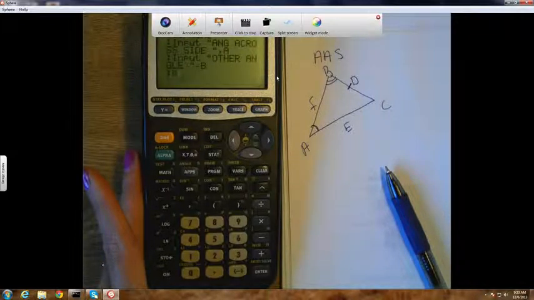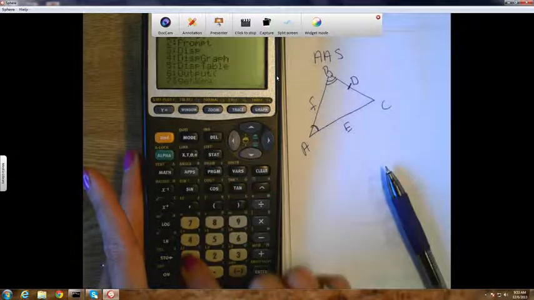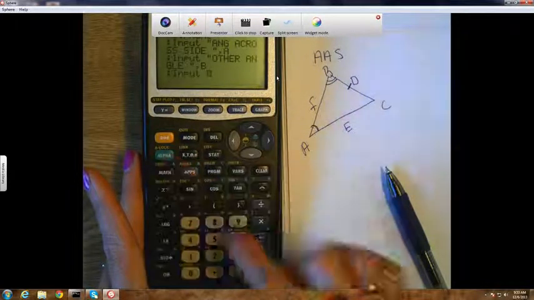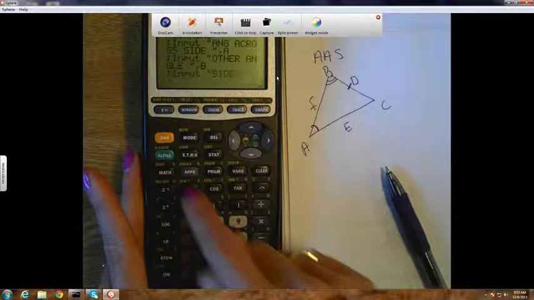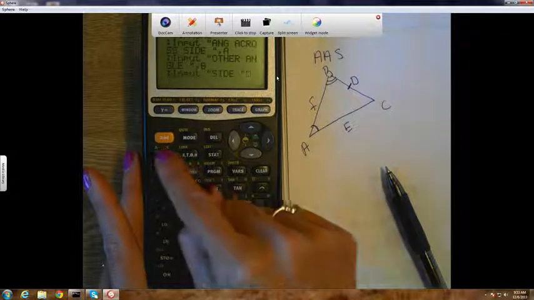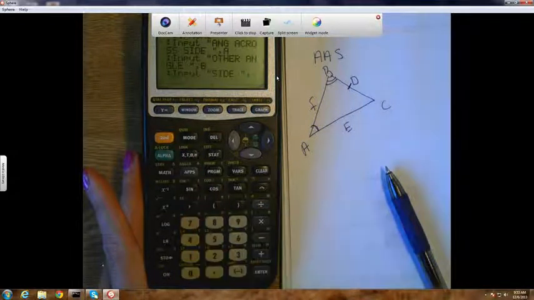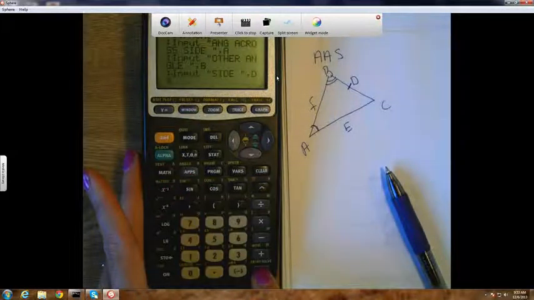Okay, what else do we have left? Side. Input. So program, IO, input, alpha lock. Did we just type a side on the side? Correct. After you close your quotes, comma. According to my picture, what letter am I going to use when I do the math? D. Alpha D. Enter to start a new line.